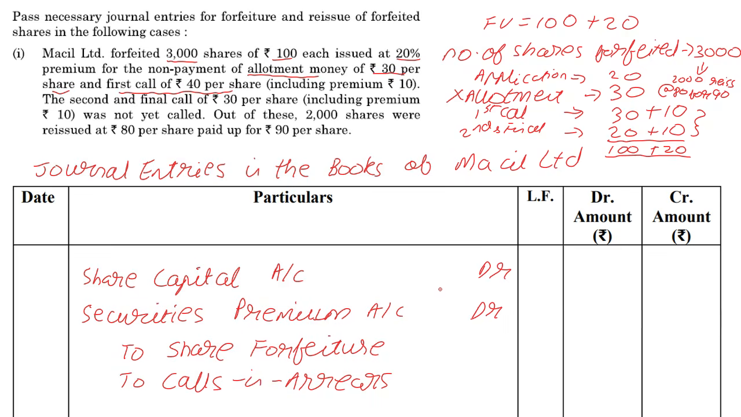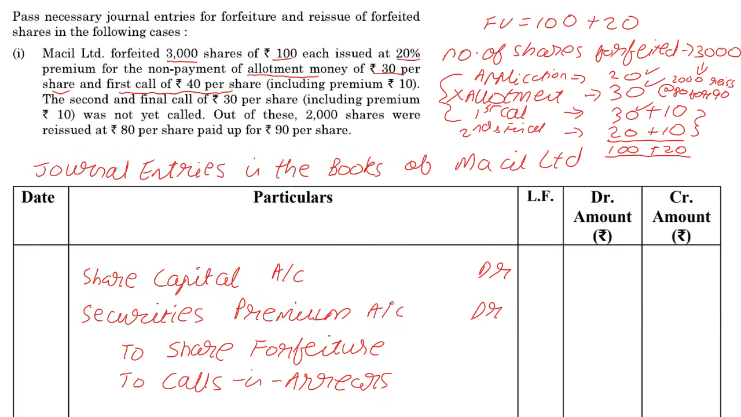The number of shares that we are forfeiting is 3,000. We have to multiply that by the called up value. Remember, they are telling us that for non-payment of allotment money and first call, the second and final call was not yet called. That means till now, what has been called is only till the first call. So 20 plus 30 plus 30, you add these up, we end up with a called up value of 80.